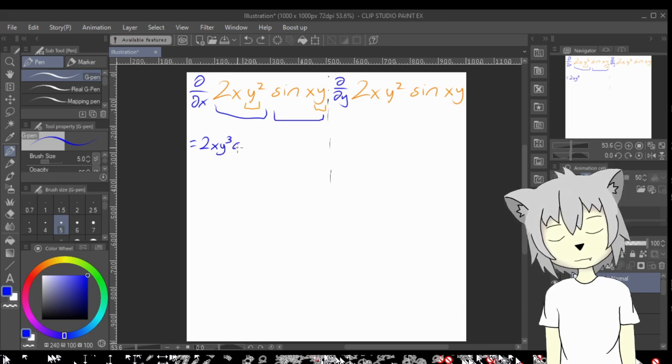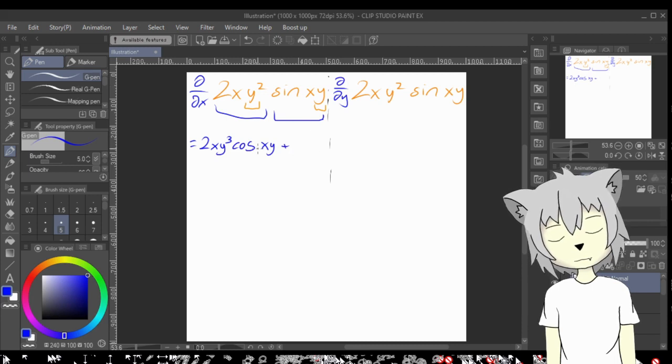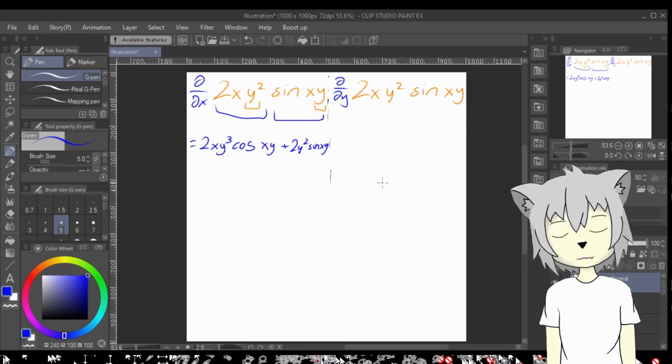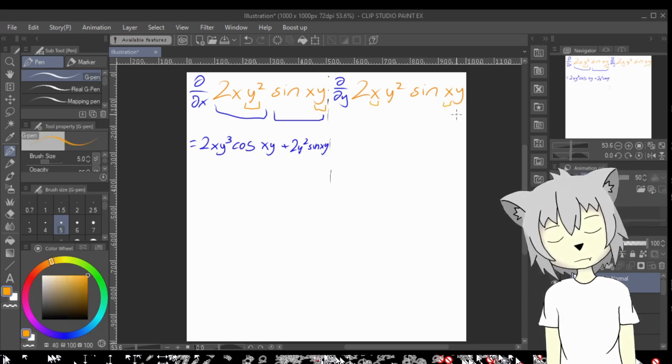and since it's sine, we change that into a cosine of xy minus or plus, basically, since we're treating this as a constant, we have 2y squared sine of xy. That's the multivariable derivative of that, and with respect to y, we treat the x as a constant and the y as a variable.